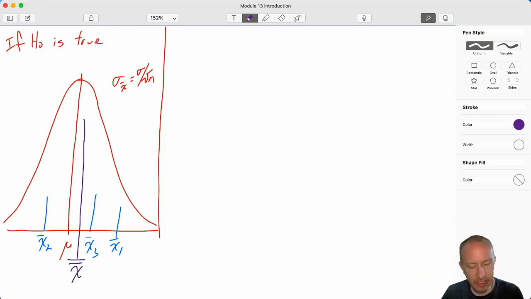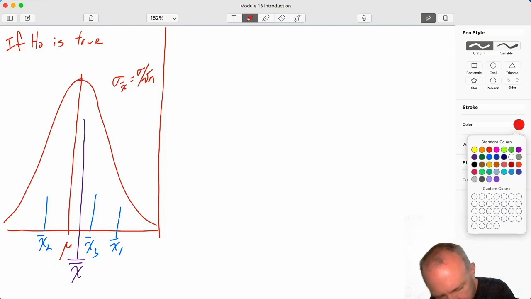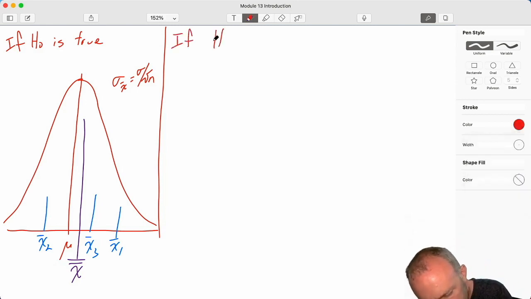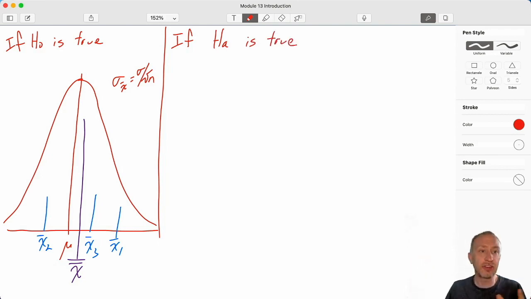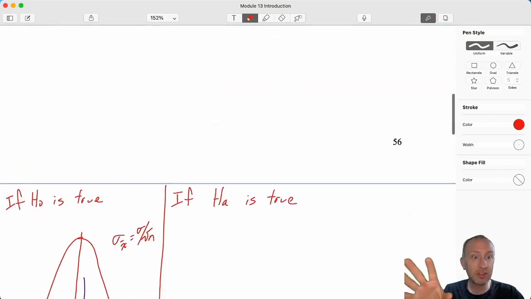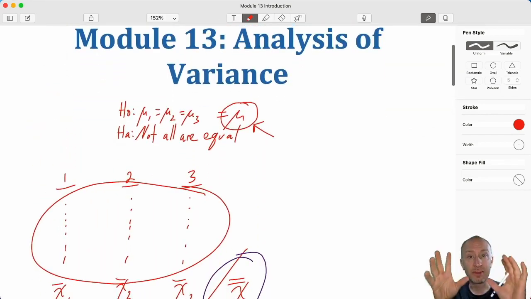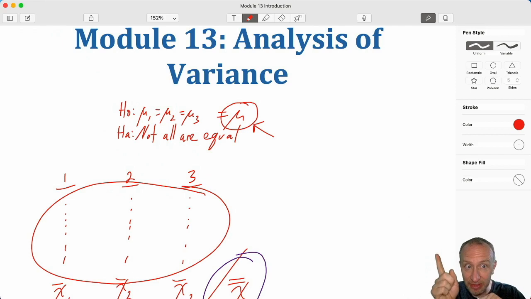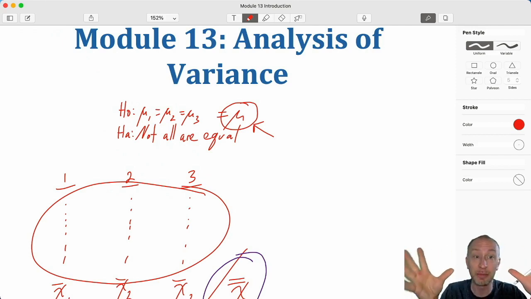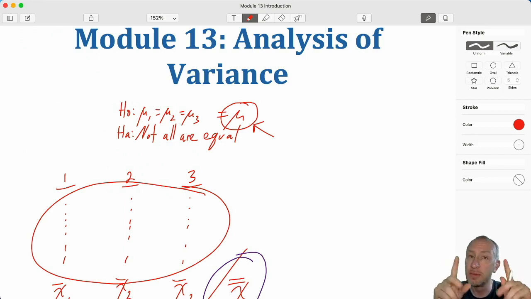Okay, now what if the alternative is true? And for the sake of illustration, I'm going to show this as though they are all different. Again, this is similar to the Module 12 exercise on multi-population proportions. We're testing to see that at least one of them is different. Maybe all of them are different, and that's what I'm going to use for my example here. But the nature of the test is really just to see if one is different.